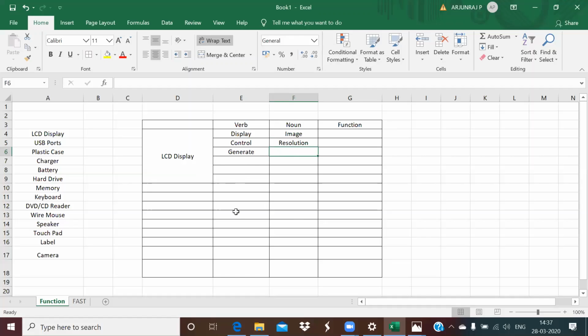But when you're going for a FAST diagram, or when you're analyzing the functions with the help of the cross-functional team, then we can understand generating heat is an unwanted function for which the customer or the company is not going to spend money. Since we know that generating heat is an unwanted function, we need not include it here. But if we do not know, we can. There is nothing wrong in writing it here.